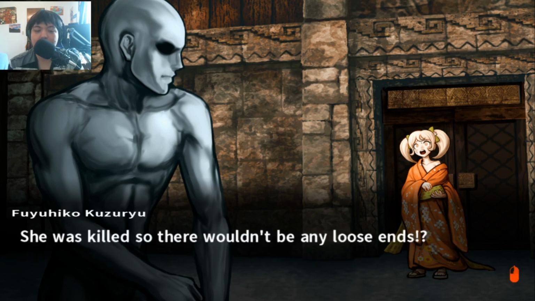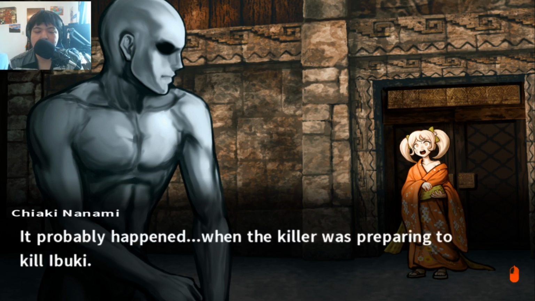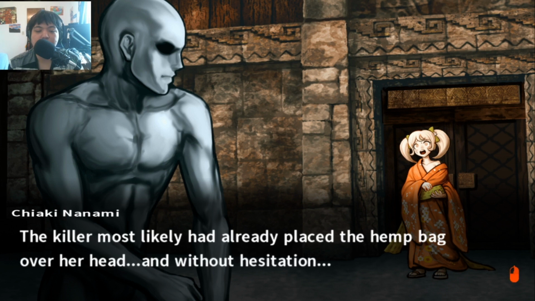She was killed so there wouldn't be any loose ends? It probably happened when the killer was preparing to kill Ibuki. The killer most likely had already placed the hemp bag over her head. And without hesitation, they then killed Hiyoko?